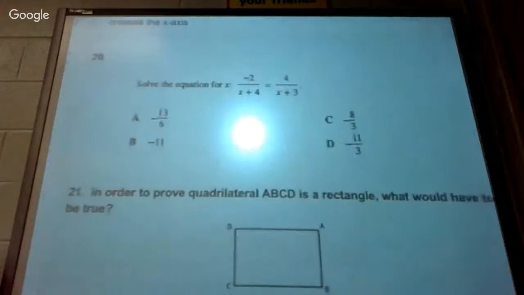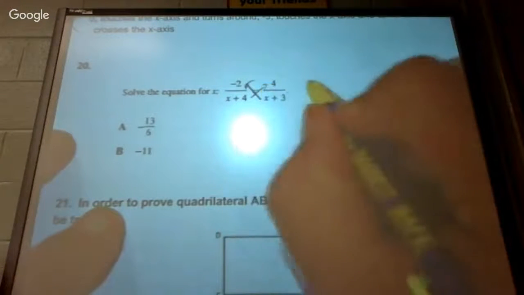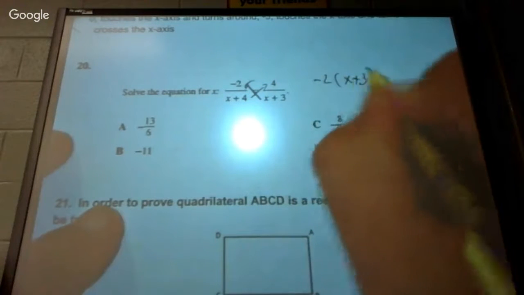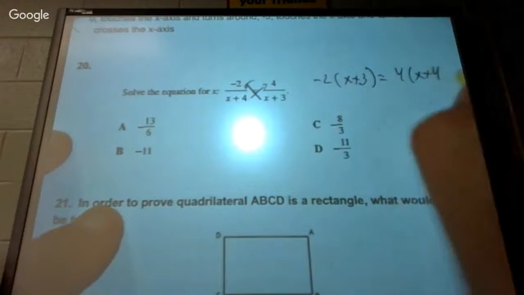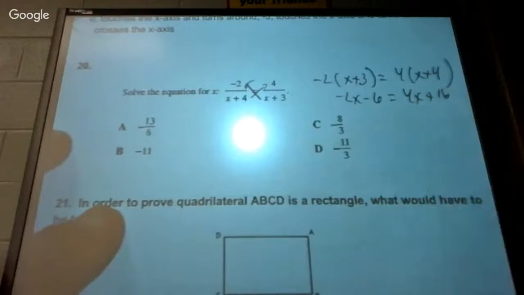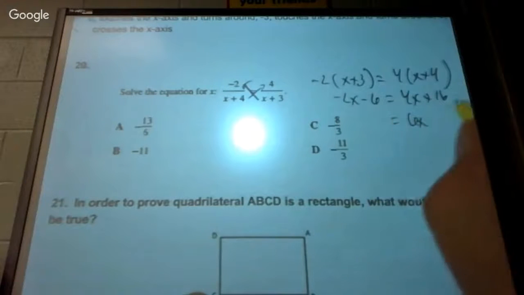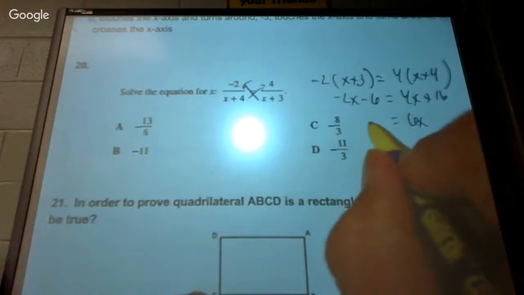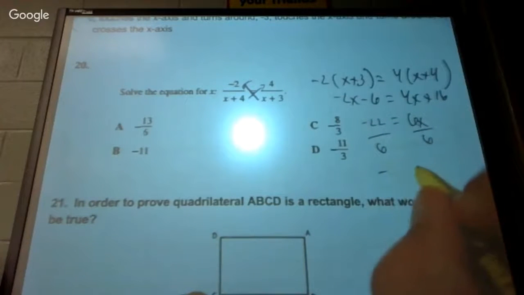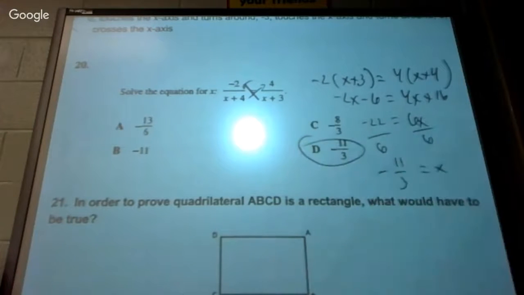Number 20, cross multiplication problem. We would take the denominator and multiply it to the numerator by using distributive property. So it would be -2 times x plus 3 equals 4, parentheses x plus 4. So that's -2x minus 6 equals 4x plus 16. So therefore, that's 6x equals -22. So divide by 6. That's negative 11 thirds. D.